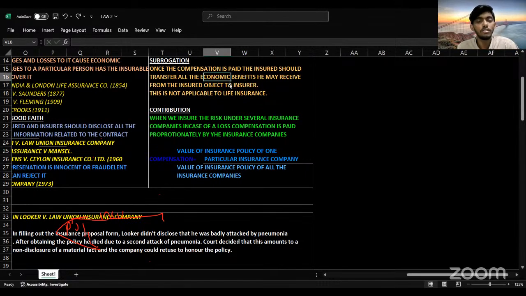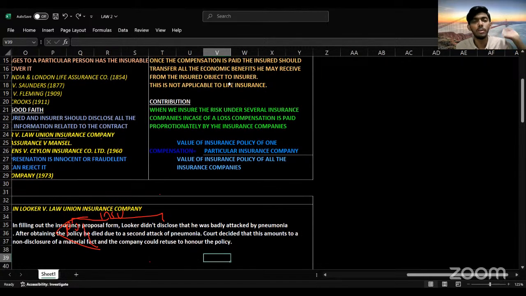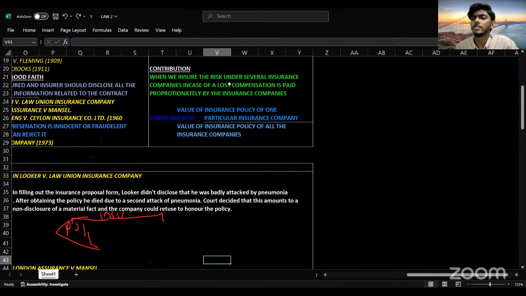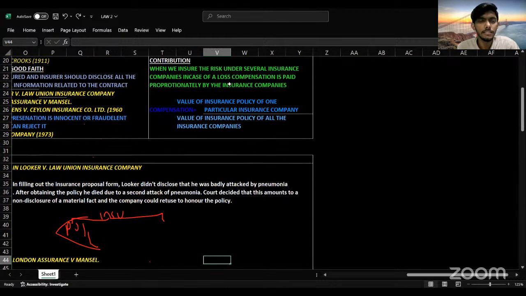Obviously, we know it's not applicable for life insurance because the value of life is immeasurable. How much would the insurance company give? So I think the advantage is that we can take it. It means my dependency. Okay.